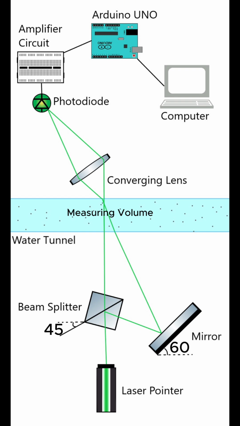After the second beam reflected from the mirror, these beams intersected at a point. This point is also called the measuring volume. Doppler shift will take place at the measuring volume.